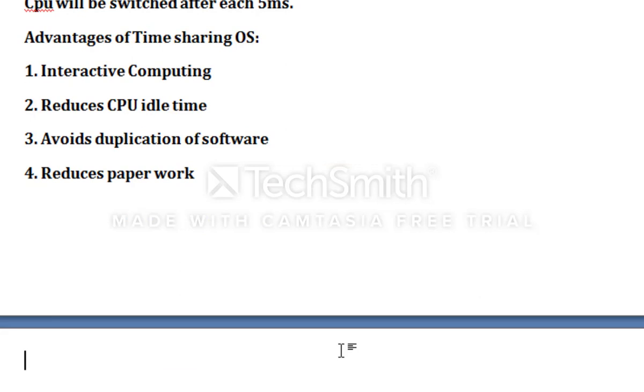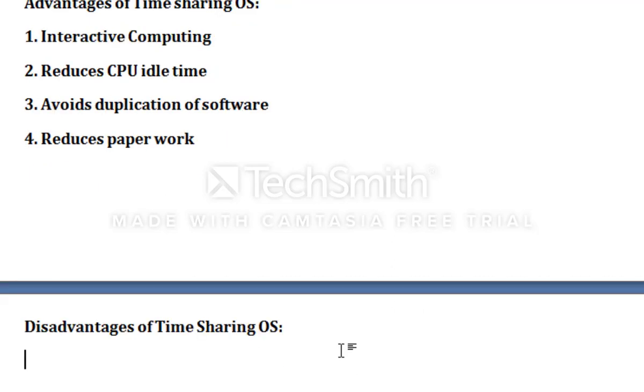There are also disadvantages of the time sharing system. The first is security. Since many users use a time sharing system simultaneously, security methods such as password protection must be applied to protect the programs and the data of users from illegal access.